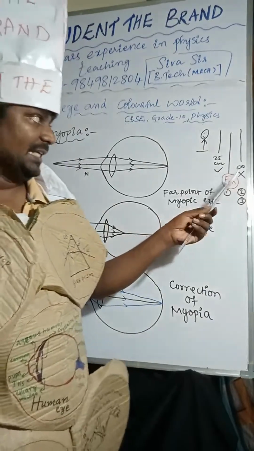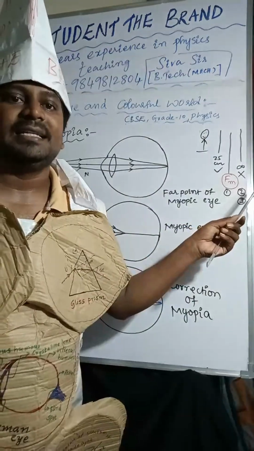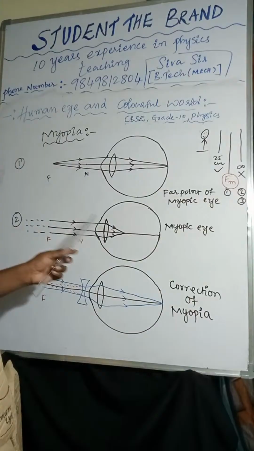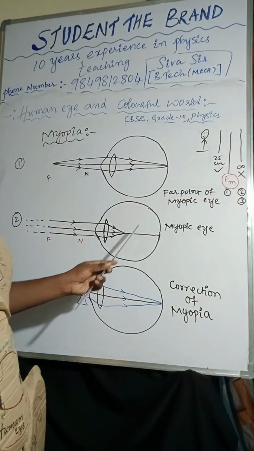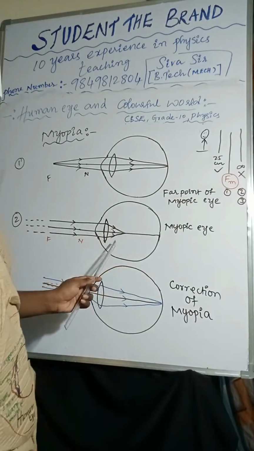Suppose the light rays are coming from infinity. What happens? You can see here that those light rays will meet in front of the retina.